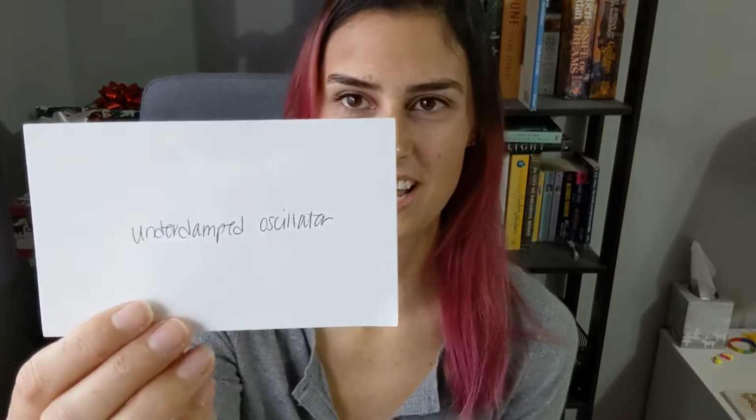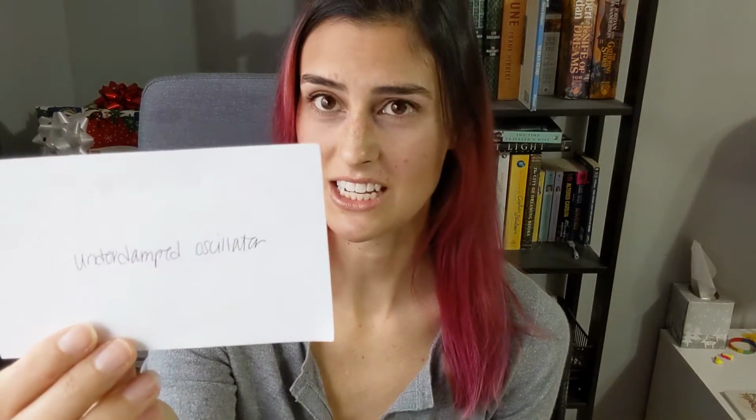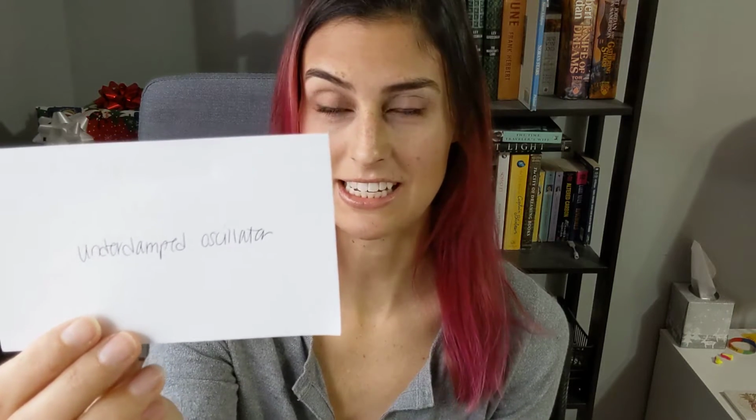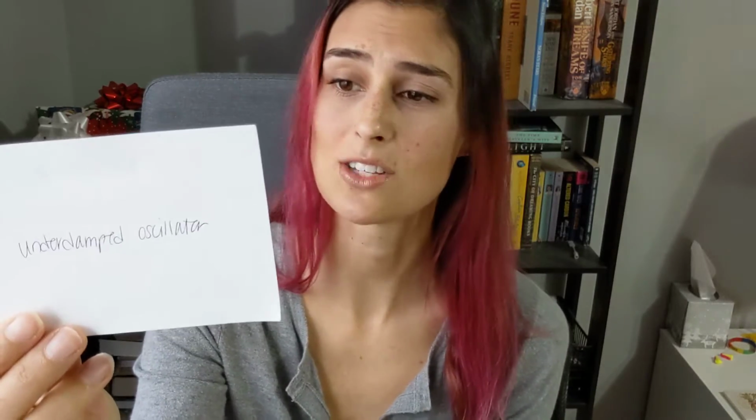All right, underdamped oscillator. For this, I wrote down the equation, which is x of t equals A e to the minus beta t times cosine of omega 1 t minus delta, as well as the definition of omega 1, which is the square root of omega 0 squared minus beta squared. And I also wrote a little description of it, which is it's a sinusoid with an exponentially decaying envelope.